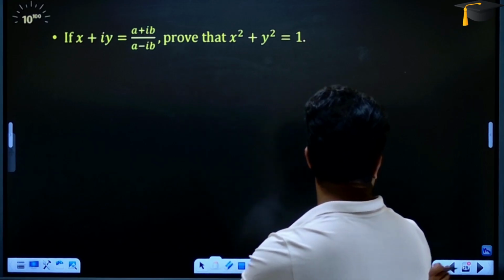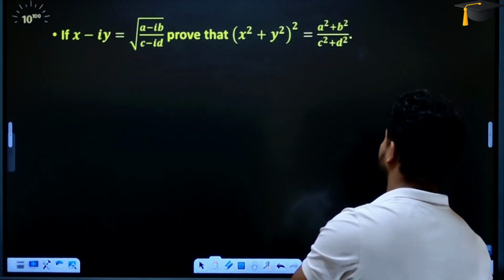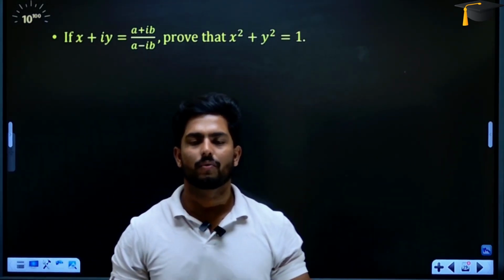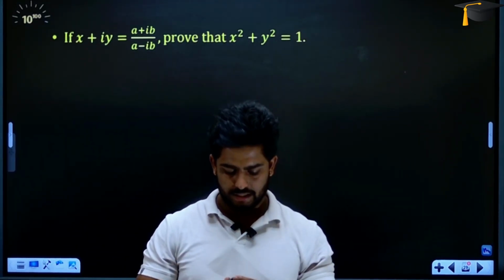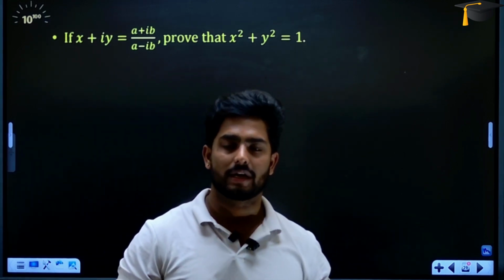Okay, I think 3 more sums are there. Okay, we are done with this. So these 3 questions are very, very important, okay? Usually they ask this in your 2 marks and 3 marks questions. So very, very important, remember this.